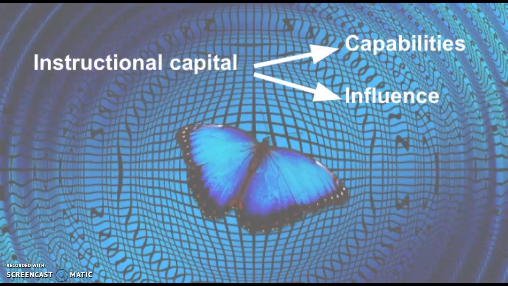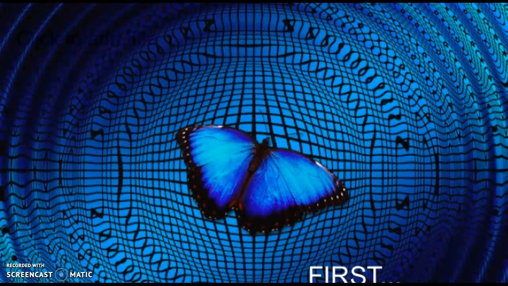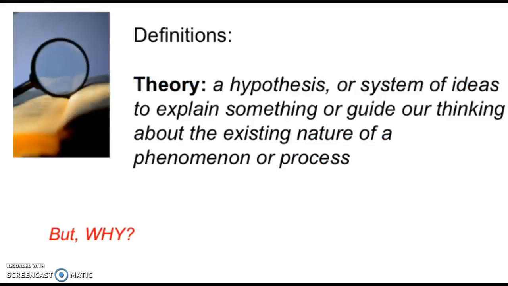This is our modern definition of the teacher librarian. But first, what are we really talking about? Let's look at some definitions. First of all, a theory. By definition, a theory is a hypothesis, a system of ideas to explain something or guide our thinking about the existing nature of a phenomenon or process.